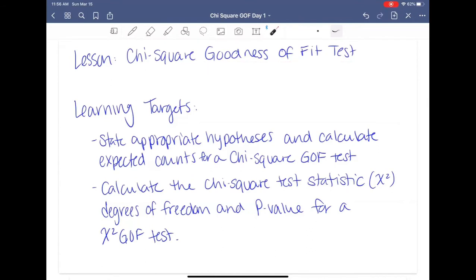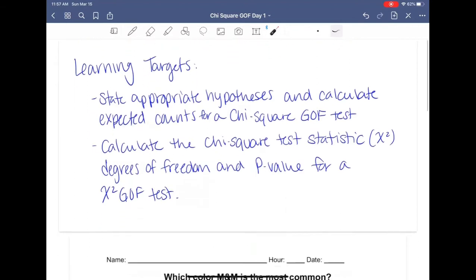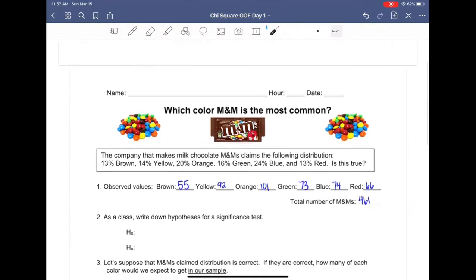We have 2 learning targets. The first is to state appropriate hypotheses and then also to calculate the expected counts for a chi-square goodness of fit test. That's often abbreviated chi-squared GOF, so GOF is perfectly acceptable to use. Then we're going to calculate the chi-square test statistic, and you can see right here this notation. It looks like an italicized capital X squared. That stands for the chi-squared. And then also we need to find the degrees of freedom and the p-value that we'd use for a chi-squared GOF test.